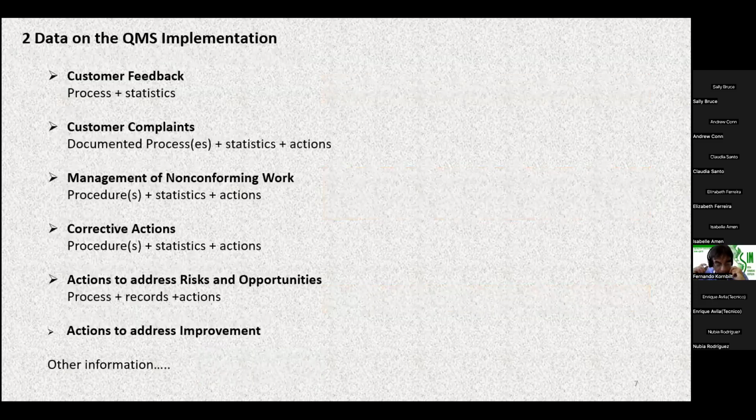Then you have chapter 2. Chapter 2 tries to show different events of the system itself, like customer feedback, complaints, non-conforming work, corrective actions, risk management, opportunities, improvement actions. For each one of those, what we're asking is to first describe the corresponding process, and then show some records of the past period. Could be the last year, the last 2 years, you define that.